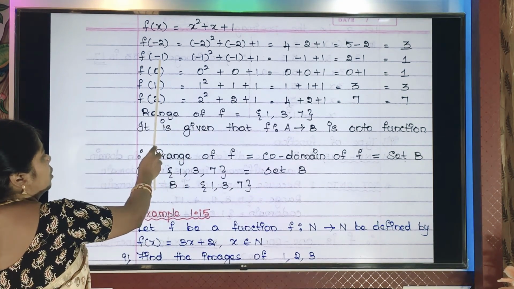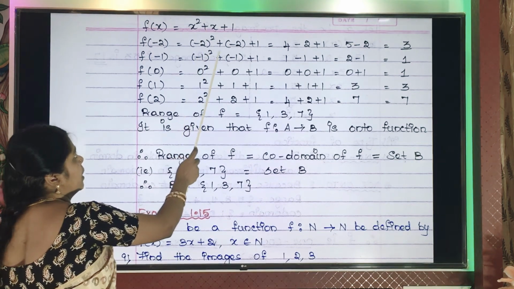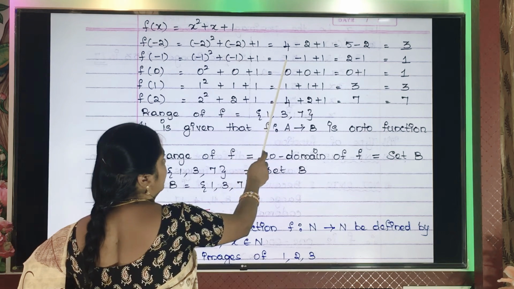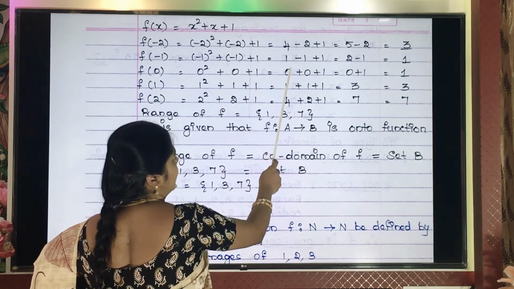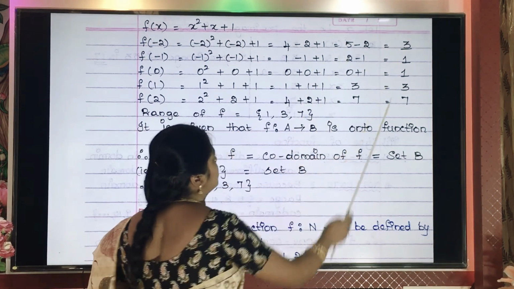Now again you substitute minus 1. When you substitute minus 1 here, what will happen? Minus 1 square plus minus 1 plus 1. Minus 1 squared is 1. Plus into minus is minus 1, plus 1. Plus 1 minus 1 will get cancelled. Or otherwise, 1 plus 1 is 2. 2 minus 1 is 1.